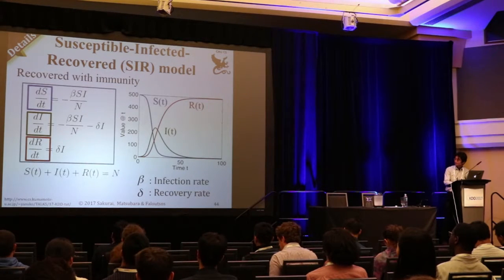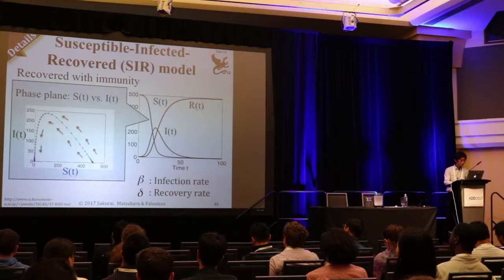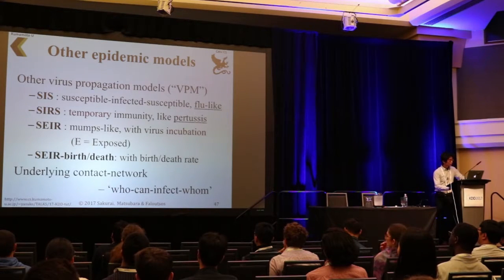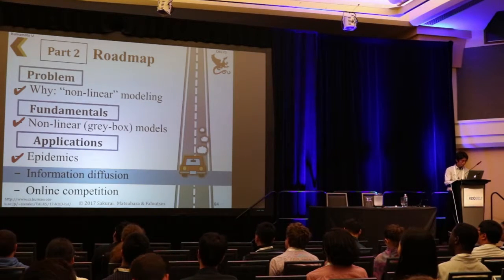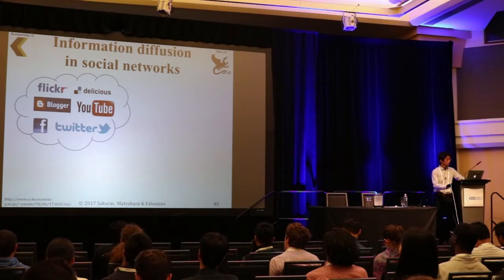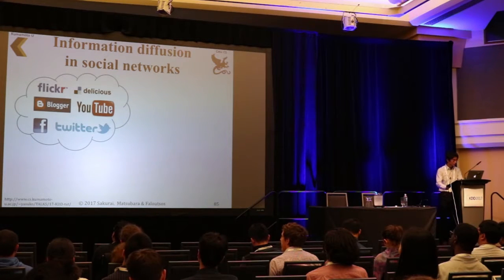So let me speak in detail, but in this case, everyone is recovered or everyone is healthy. There are also other epidemic models, SIS or SIRS, and so on. And we can also consider information diffusion in social networks. In this case, a nonlinear model is very useful to estimate the properties of information diffusion in social networks.